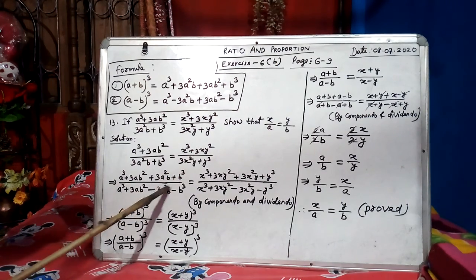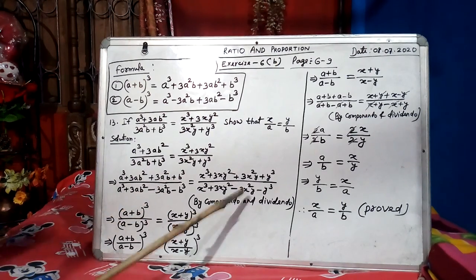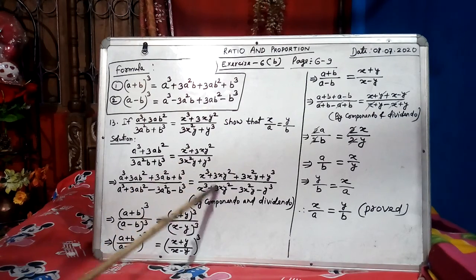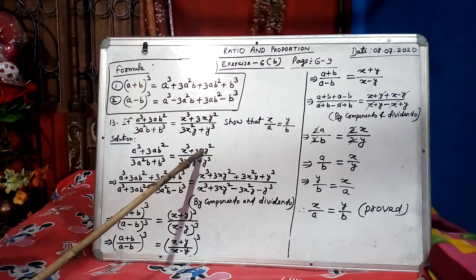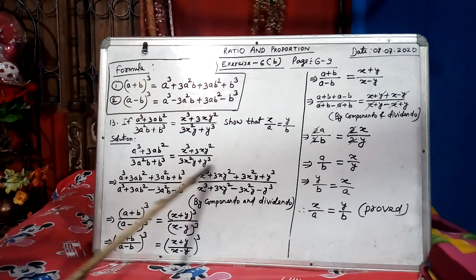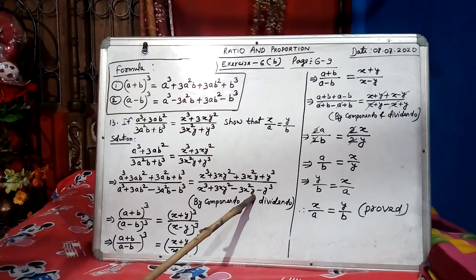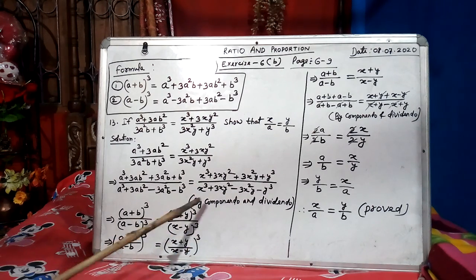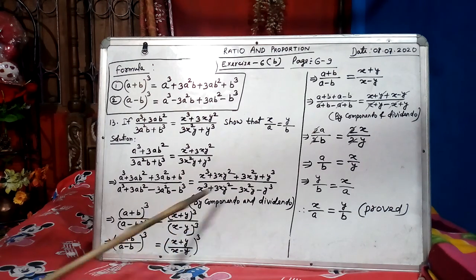So here same thing we wrote, and here also the same componendo and dividendo on the right hand side. Numerator on the top, numerator at the bottom. Plus minus, denominator at the top, at the bottom. The only thing is that the plus symbol becomes minus here, because minus into plus is minus. So by componendo and dividendo.